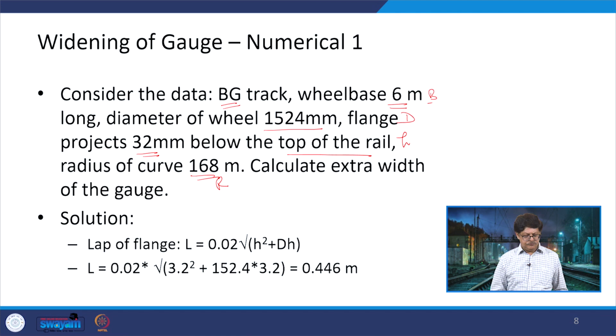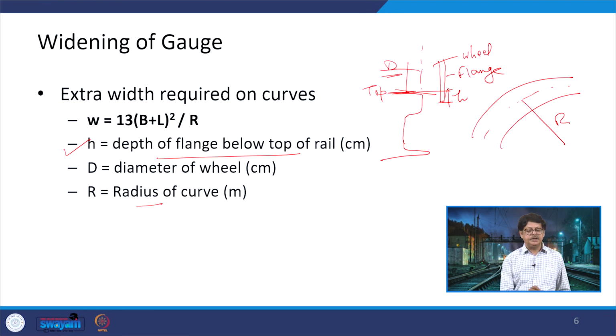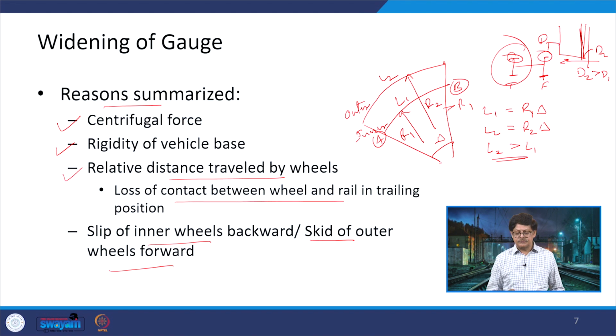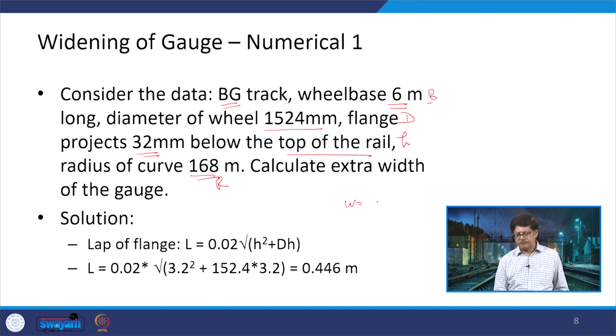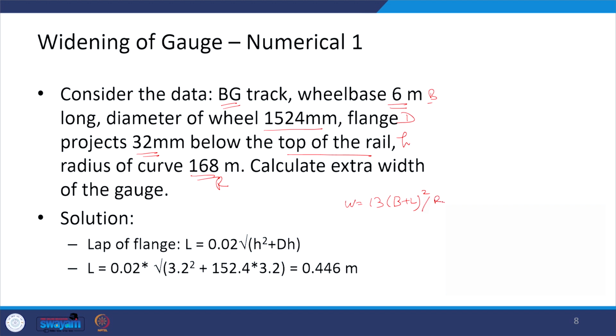Now, the formula which we discussed is 13 into (B plus L) whole square, divided by R. So, it is (B plus L) square divided by R, wherein L is to be calculated, B and R have already been given to us, and this L is dependent on small h and capital D and is calculated by using the formula 0.02 into under root of h square divided by D h. So, here again the h and D values are known to us.